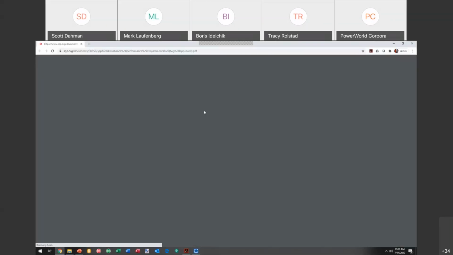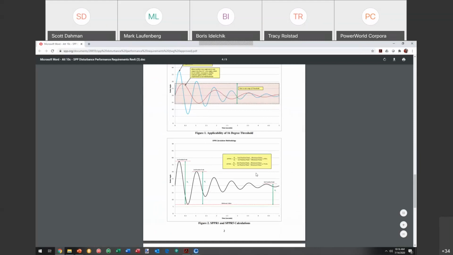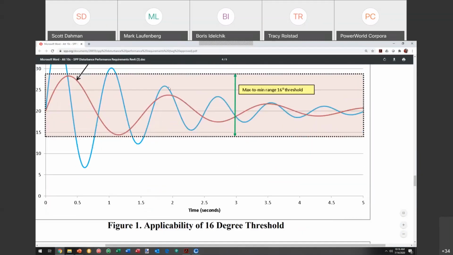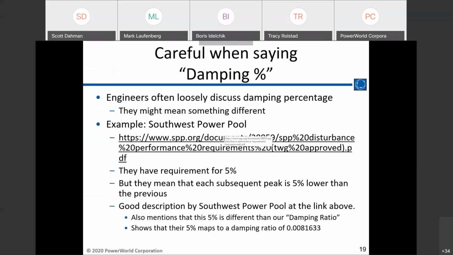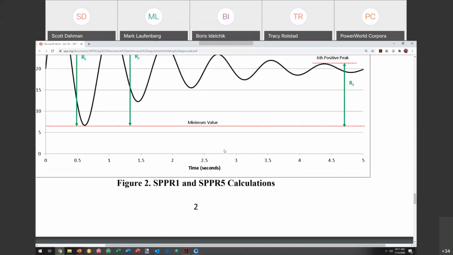So this is an SPP document. So they're talking about basically these peaks as they go down need to be 5% lower than the previous peak. And that is what they define as 5% damping factor. All right, you can go through some math, and it actually mentions it in the SPP document.